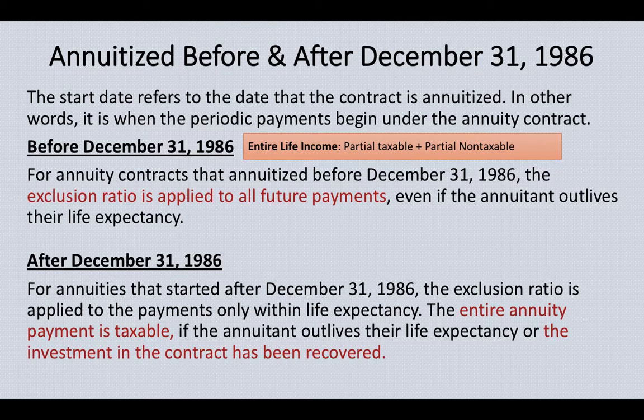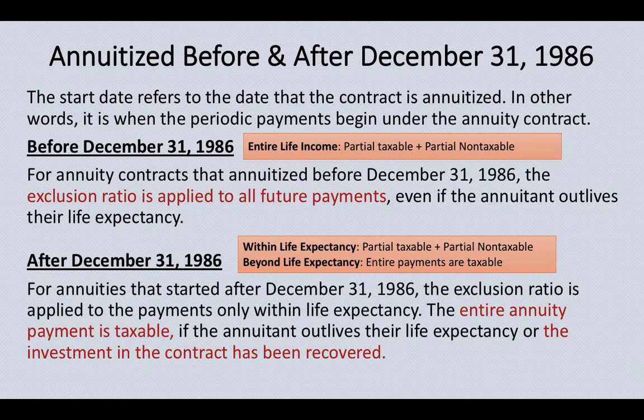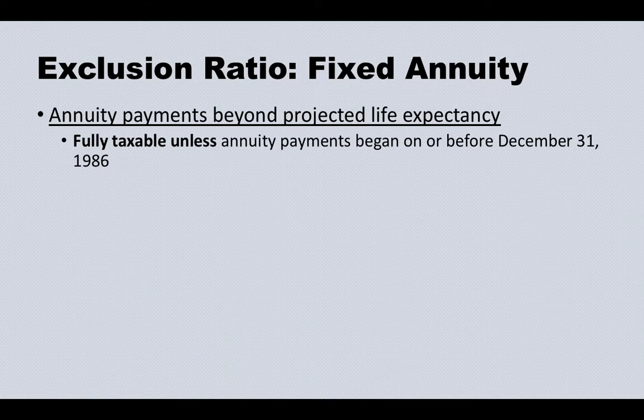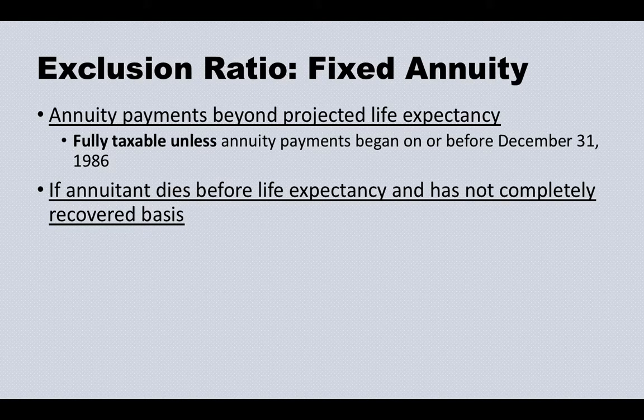To summarize, if you are lucky and annuitized your policy before 1986, your entire life income is partially taxable and partially non-taxable. If it's after 1986, then within the life expectancy it is partially taxable and partially non-taxable, but beyond life expectancy the entire payment is taxable. That's the current law. So if you live beyond the 20-year life expectancy, it's fully taxable unless the annuity payments began on or before December 31st, 1986. What if you die before the 20 years?